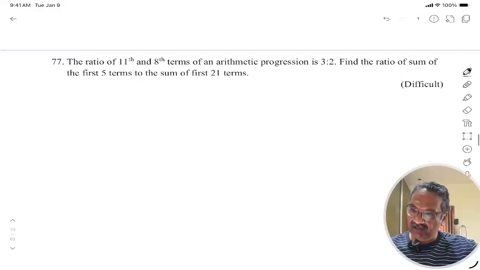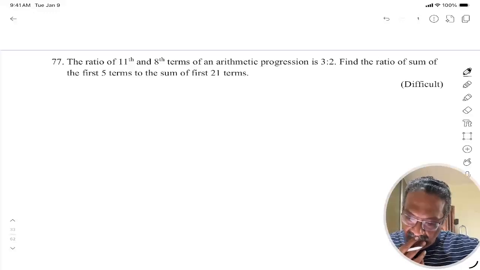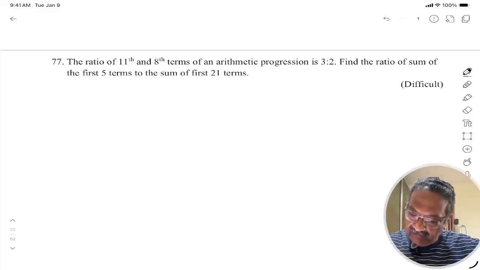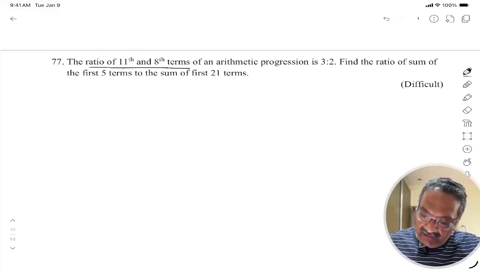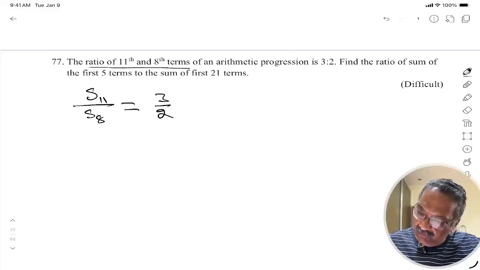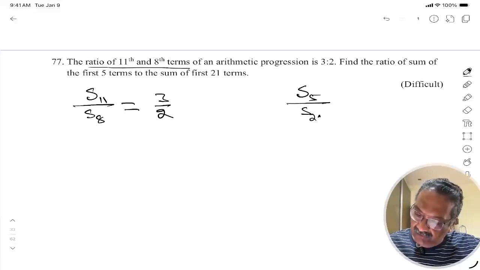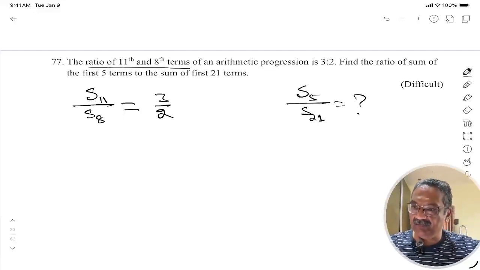Next, 77th question. Let us come to the 77th question. What does it say here? The ratio of 11th and 8th terms of an AP is 3:2. Find the ratio of the sum of first 5 terms to the sum of first 21 terms. Okay, let us split. Ratio of 11th and 8th term, that is S11 by S8, is equal to 3 by 2. Now what they have asked: find the ratio of the sum of first 5 terms, S5, to S21.